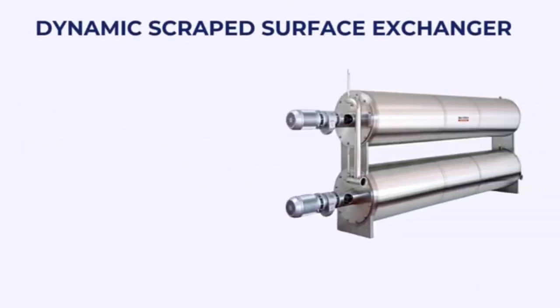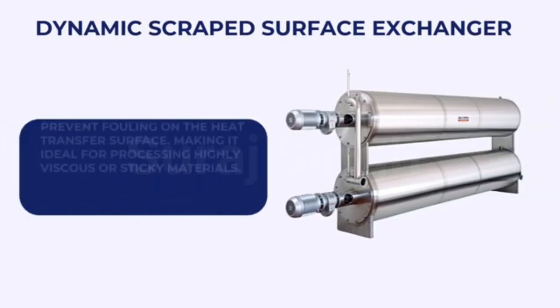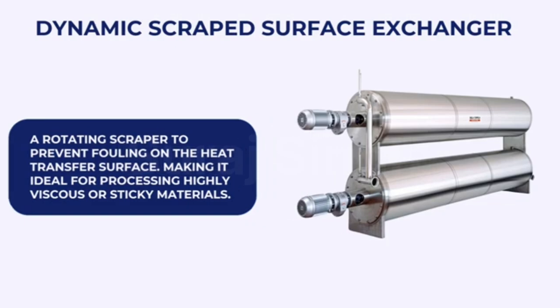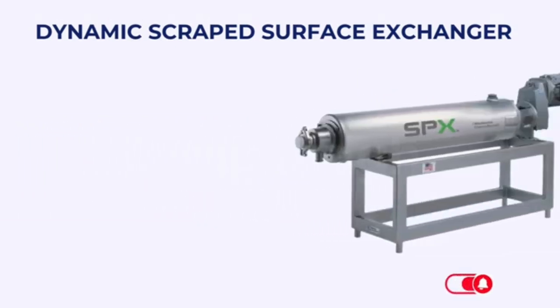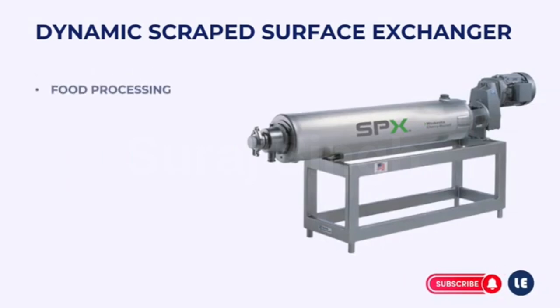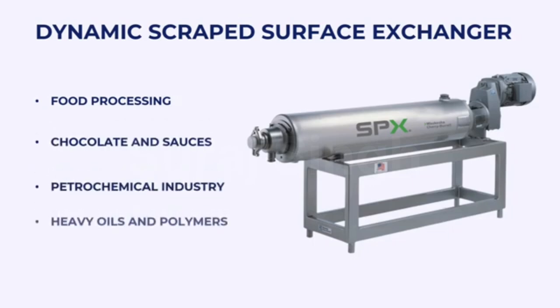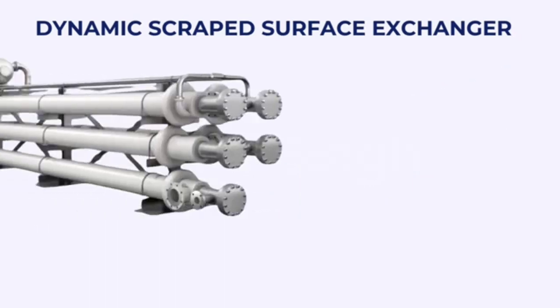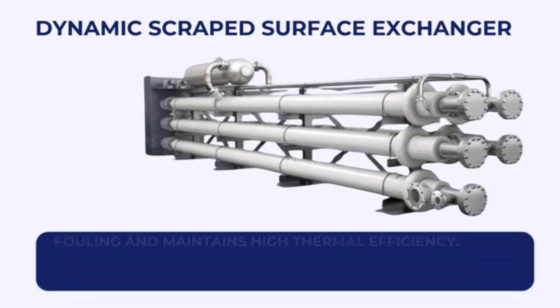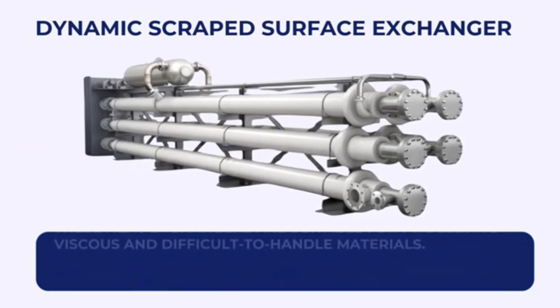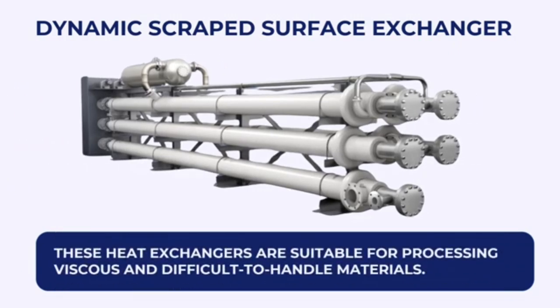Dynamic scraped surface heat exchanger. A dynamic scraped surface heat exchanger includes a rotating scraper to prevent fouling on the heat transfer surface, making it ideal for processing highly viscous or sticky materials. Dynamic scraped surface heat exchangers are used in food processing for chocolate and sauces, and in the petrochemical industry for handling heavy oils and polymers. They prevent fouling and maintain high thermal efficiency. These heat exchangers are suitable for processing viscous and difficult-to-handle materials.